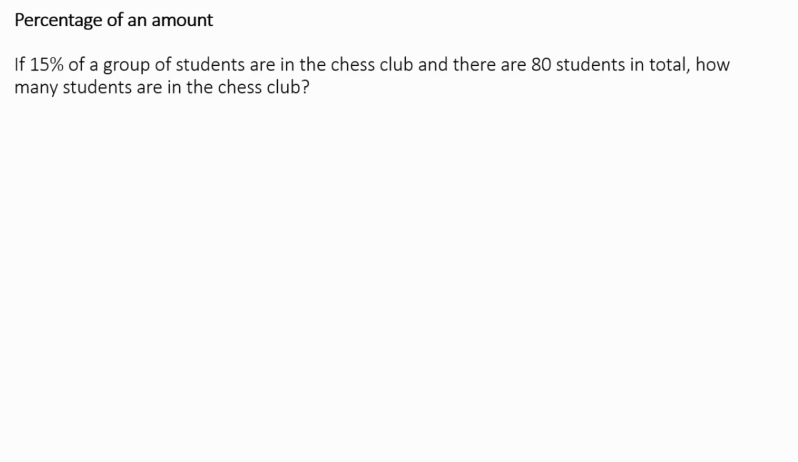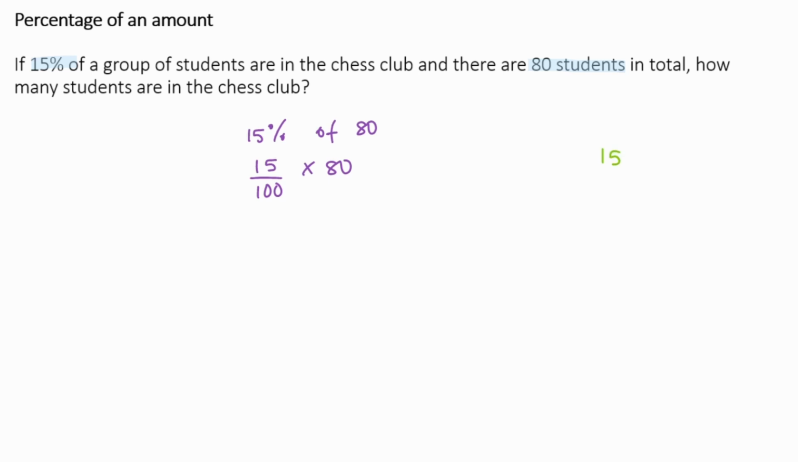235.2. So this is a worded question that says, if 15% of a group of students are in chess club and there are 80 students in total, how many students are there in chess club? So we have 80 students and 15% of them are in chess club, which means we are going to have to find 15% of the 80 students. I'm first going to write 15% as a fraction and multiply it by 80.